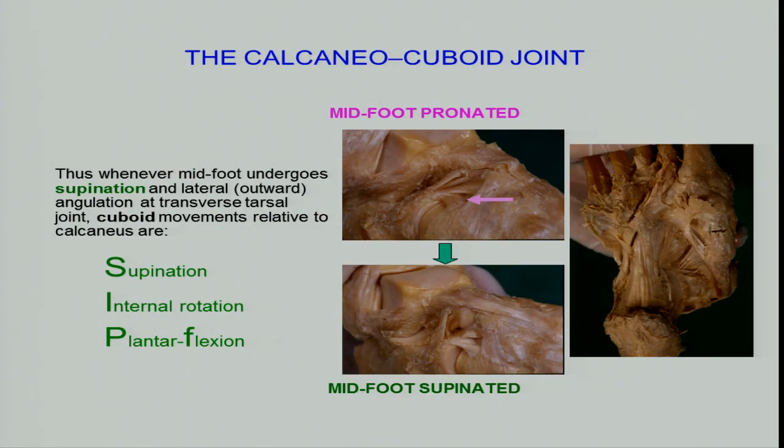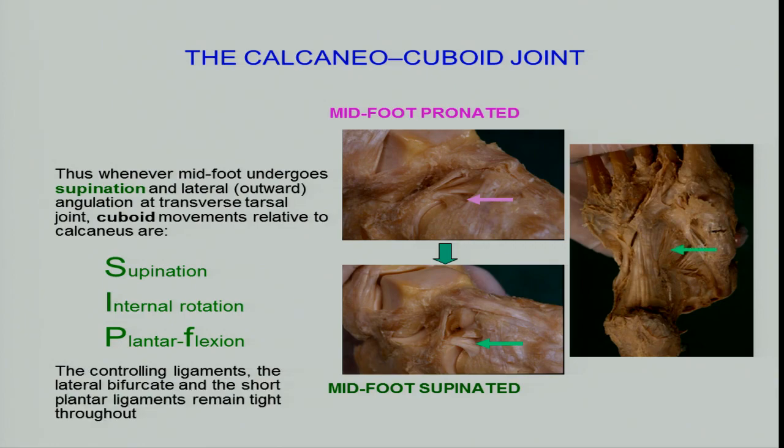So there at the above are the ligaments that you can see when the midfoot is pronated and inwardly angulated, the midfoot. And you can see that all the ligaments are tight. Below, the midfoot is supinated, and not all the ligaments are tight. The lateral bifurcate controlling the calcaneo-cuboid is tight in both. The plantar ligaments are always tight, the short plantar.